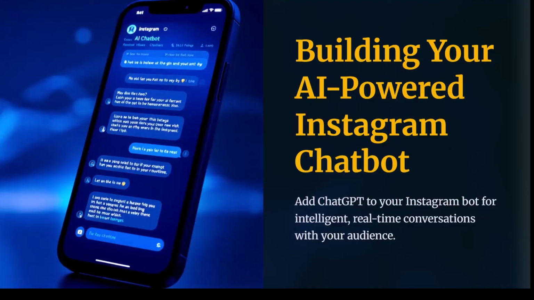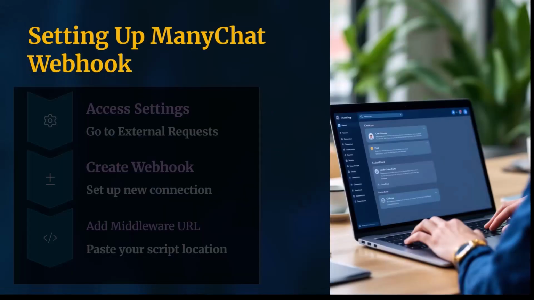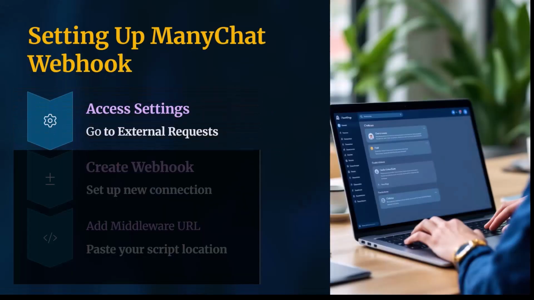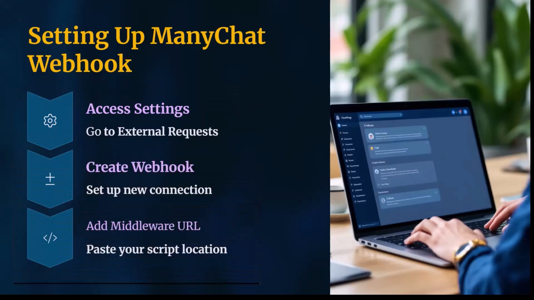Section 6. Adding ChatGPT to your bot. Time to bring in the AI. Visit platform.OpenAI.com, log in and navigate to the API Keys section. Click Create New Secret Key and save it somewhere safe. Back in ManyChat: 1. Go to Settings, External Requests. 2. Create a new webhook. 3. Paste the URL of your custom middleware script.